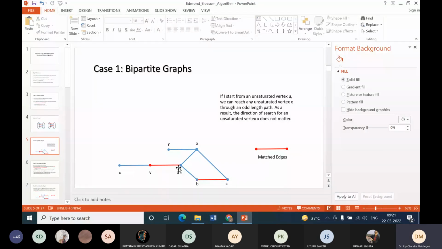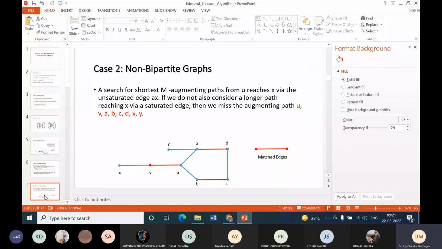In that case, for bipartite, there won't be any problem because you can reach X through paths of equal parity. Maybe length different होगा. इसके लिए length 3 है, इसके लिए length 5 है, but both are odd length paths. But that property is discarded here. X can be reached either through odd length path, in that case, you couldn't find an augmenting path, or you can reach through an even length path, where you may get an augmenting path.